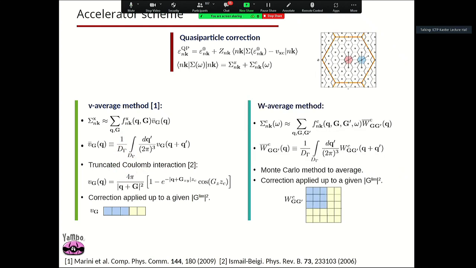So our idea to accelerate the convergence is to apply the same scheme also to the correlation part of the self-energy, which is now proportional to the correlation part of the screened interaction. The integral is again performed with the Monte Carlo method and is applied on a submatrix G, G prime up to a certain value G lim. But now we don't have an analytic expression which can be computed 1 million times in order to compute the integral with the Monte Carlo method.